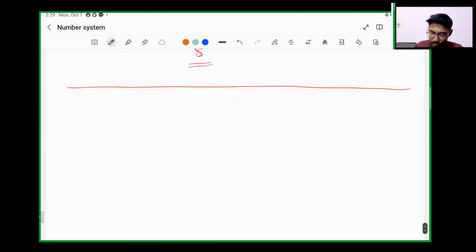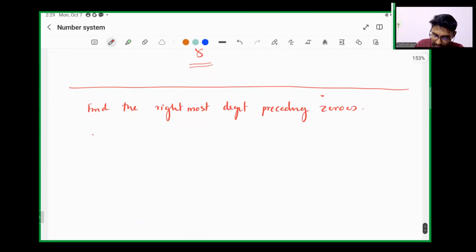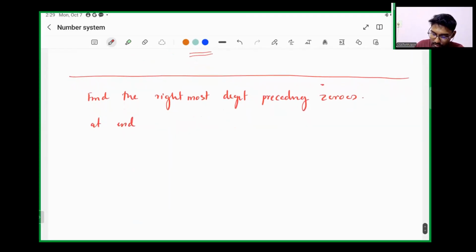Now I will tell you one more thing. In this year's paper, there was something like this. Find the rightmost digit preceding zeros at the end of something. So let's say it is at the end of, okay, I'll give you 15 cube into 20 raised to 4.